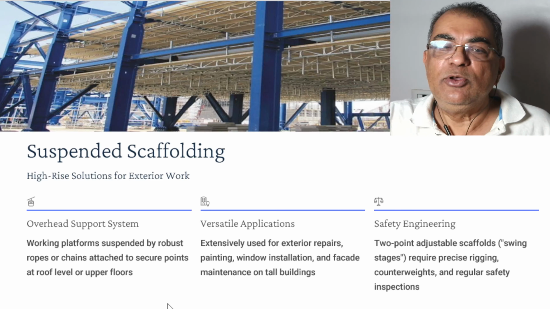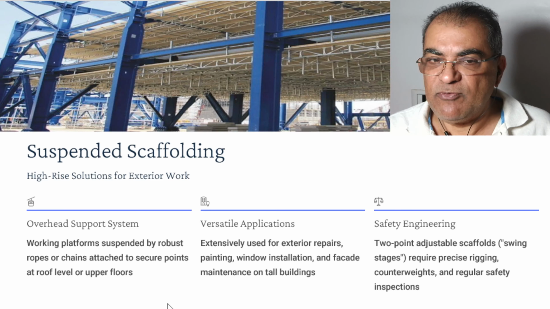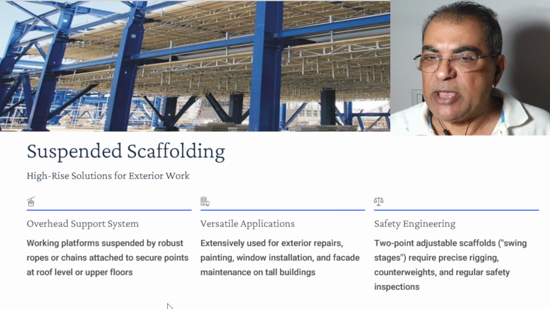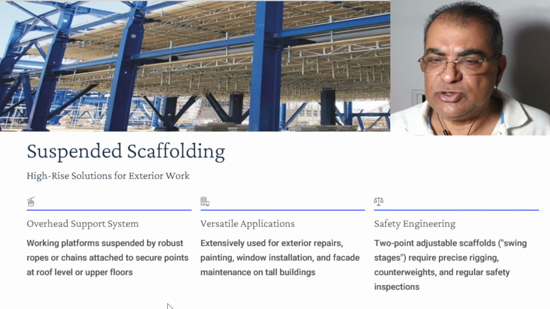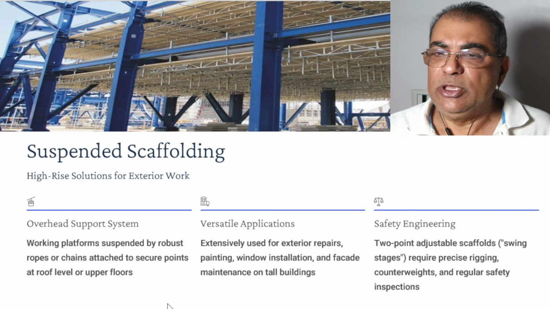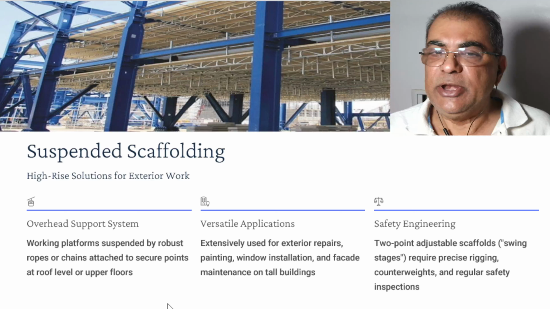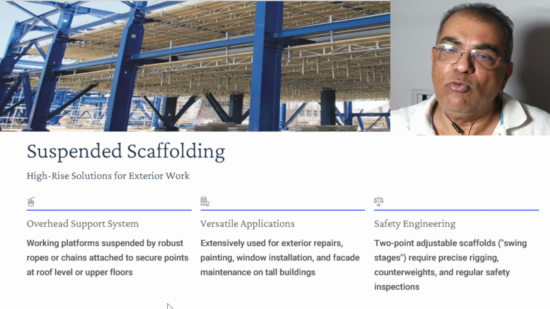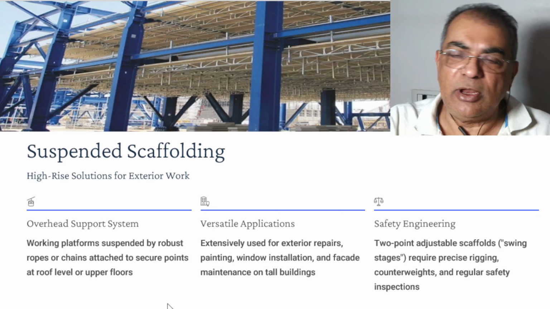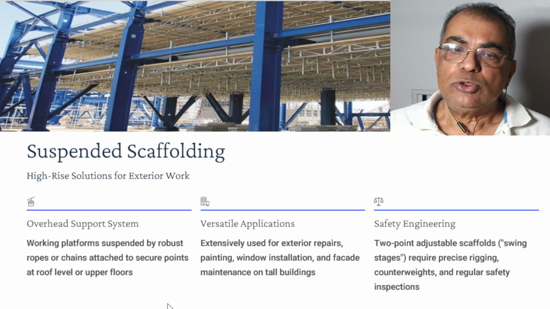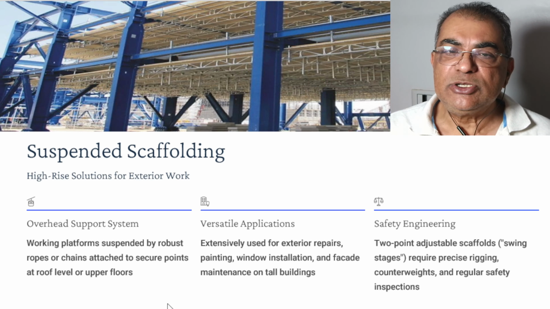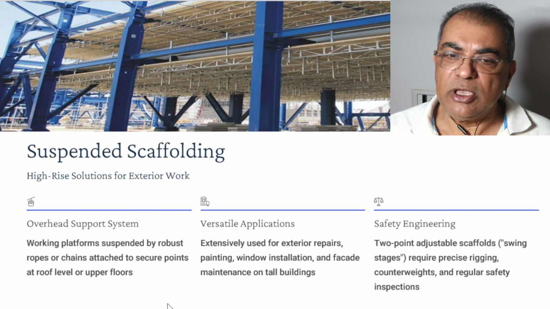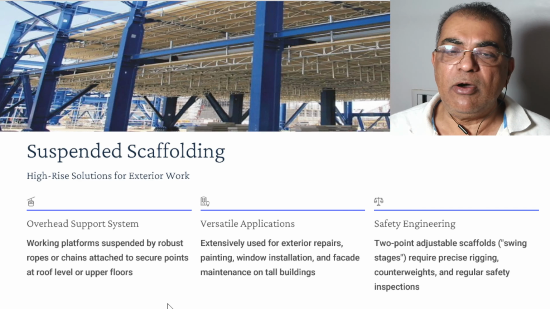Another type of scaffold you can see is the suspended scaffold. It is mainly used on structures for pipelines, in refineries, or at any industrial construction sites. Here the scaffolding is hung from the structure, providing a platform to work on and to keep equipment erected, and all these things they can do. So it is an overhead supporting system, because it is not supported from the ground; it is hanging from the structure. It is a working platform suspended by robust ropes or chains attached to secure points at roof level or upper floors.